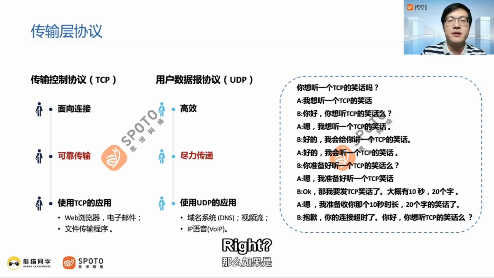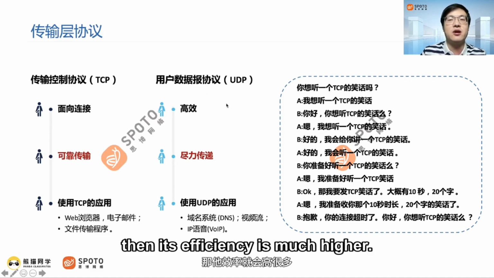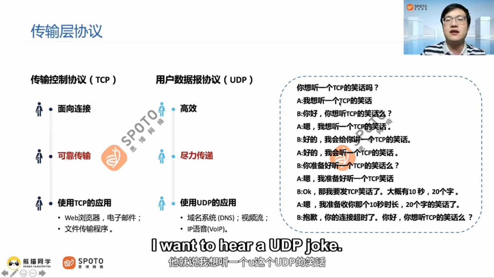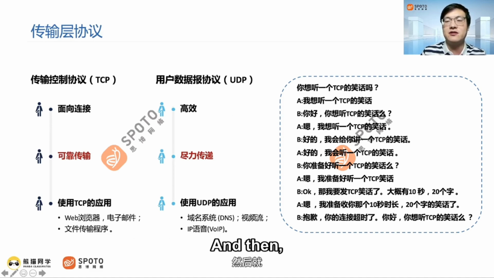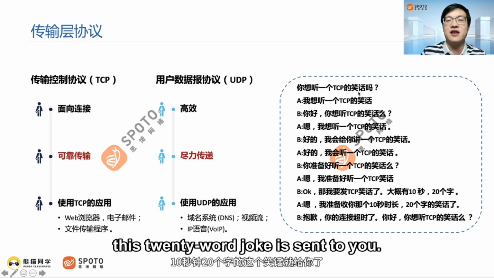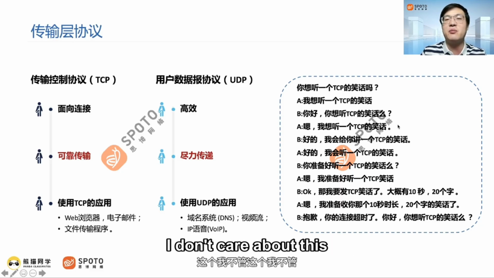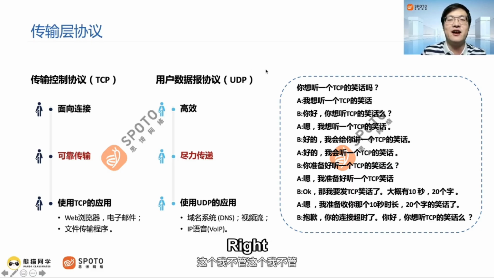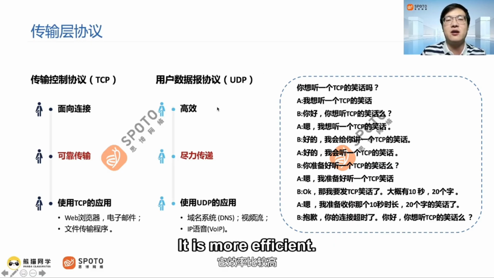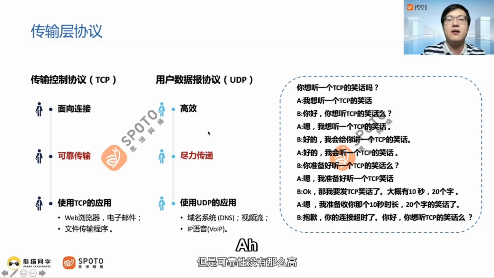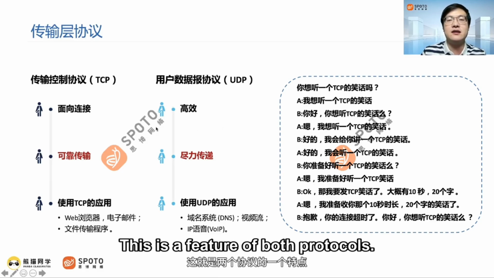But if it's UDP, then its efficiency is much higher. It just says, I want to hear a UDP joke. And then, bam, it sends you one over. This 20-word joke is sent to you in 10 seconds. As for whether you were ready, or if you can even hear it, I don't care. This is a characteristic, less reliable. This is a feature of both protocols.